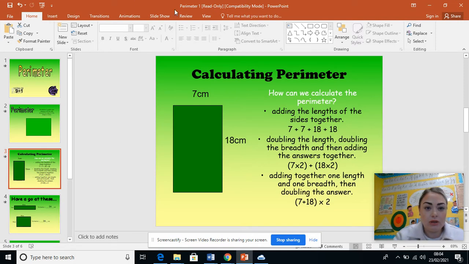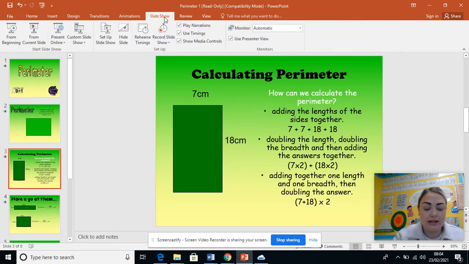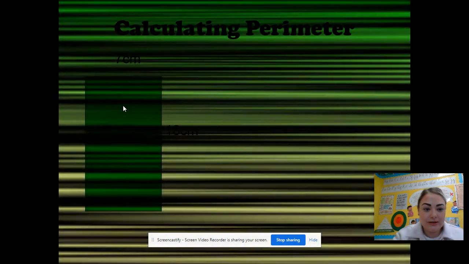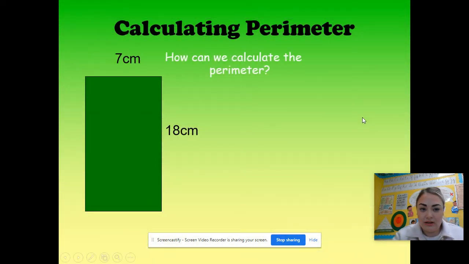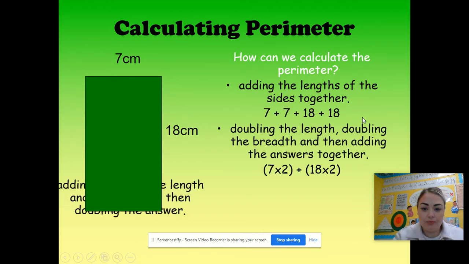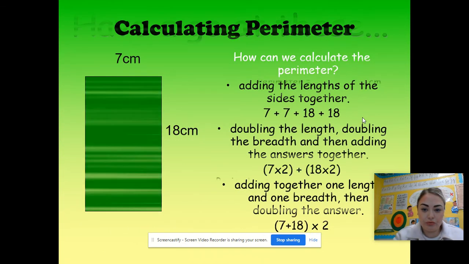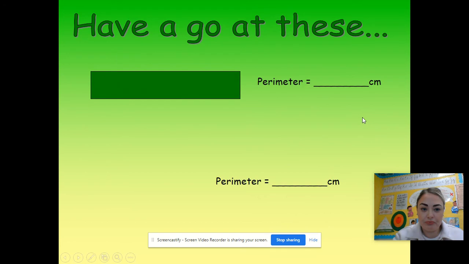So I'm going to put it on slideshow for a second because I don't want you to see the answers yet. So let's try this one. Okay, so you've got 22 centimetres and 5 centimetres. Now remember I said this side has to be exactly the same as that. So if it's missing, don't panic because it's just opposite.